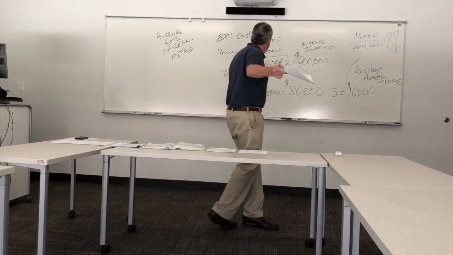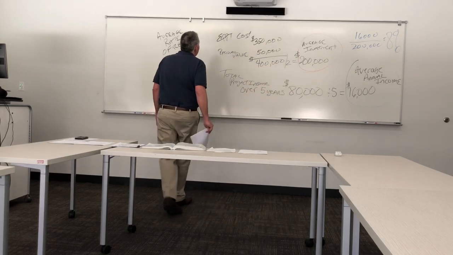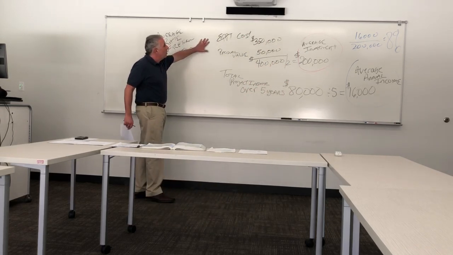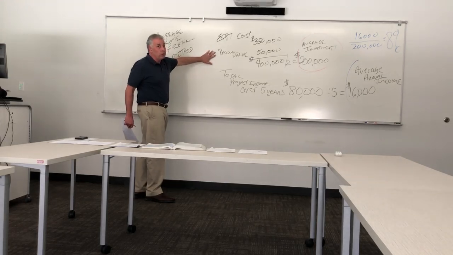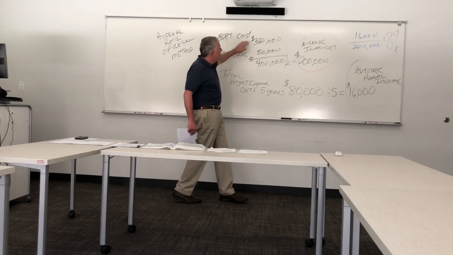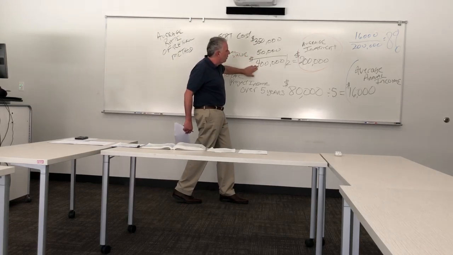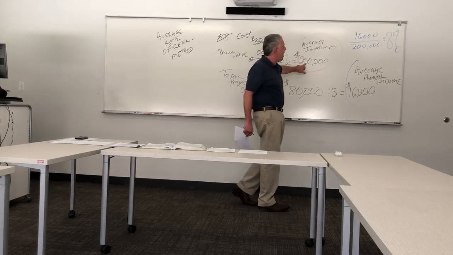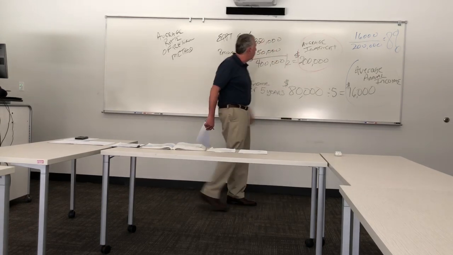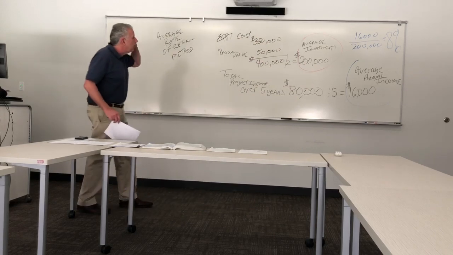Let's walk through a problem here. We have an equipment cost, 350 grand. The residual value, salvage value, what you could sell it for at the end is 50 grand. We add these together to get 400 grand. Divide by 2, that gives us our average investment.